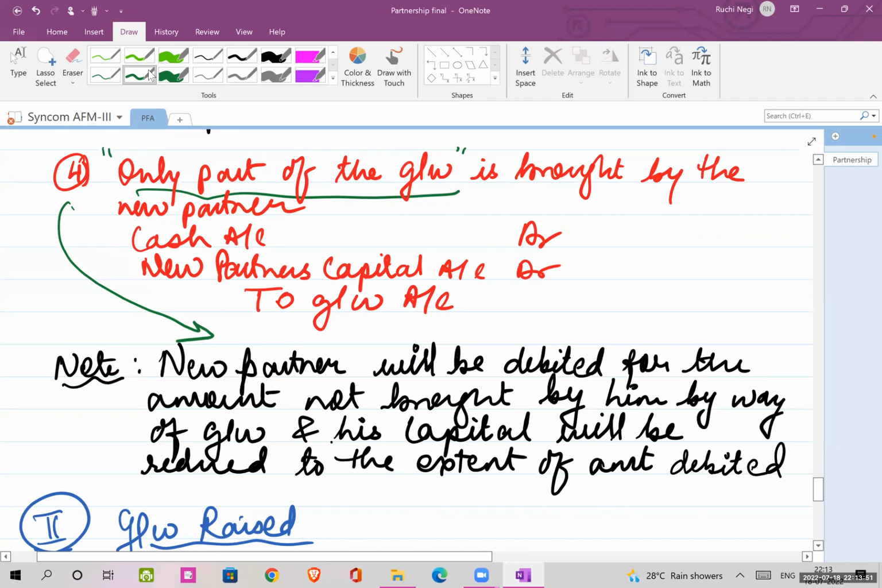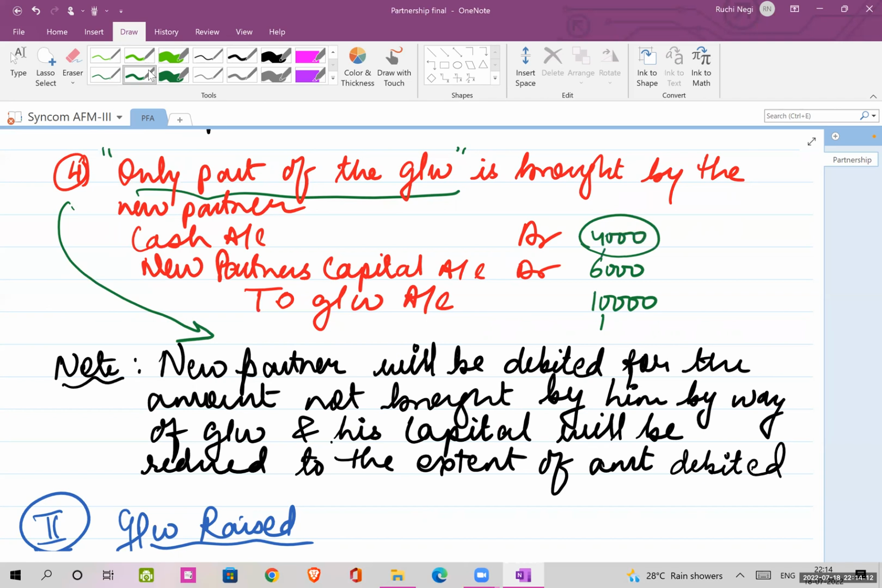So this note is applicable to this. New partner will be debited for the amount not brought by him by way of goodwill, and his capital will be reduced to the extent of amount debited. Say for example, if goodwill is 10,000, but his share is say 6,000, so the remaining 4,000 will be in cash like this. So new partner's capital will be debited for the amount not brought by him by way of goodwill.